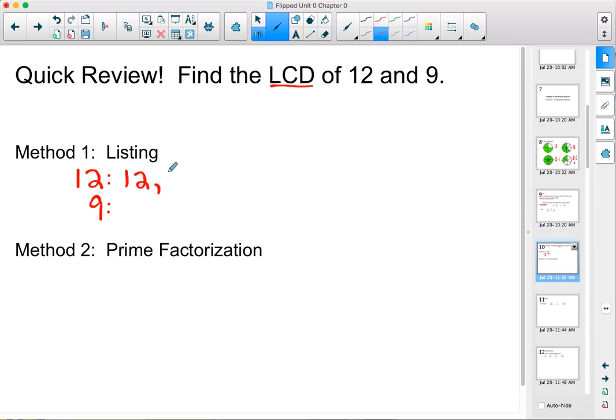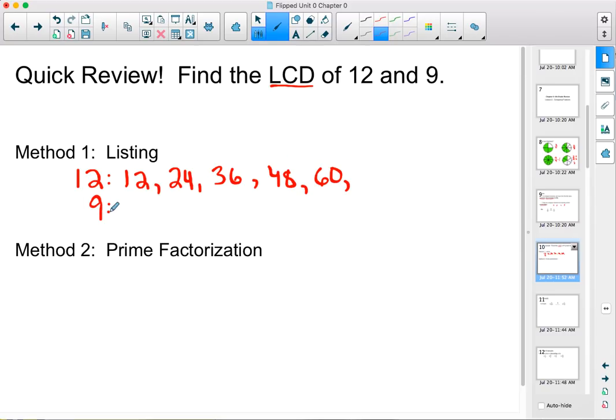And then we multiply by 2. And then we multiply 12 by 3. And then we multiply 12 by 4. And then we multiply 12 by 5. Until we have a little bit of a list kind of going on here, and we say, okay, we've got 5 multiples. Hopefully my LCD is somewhere in that list.